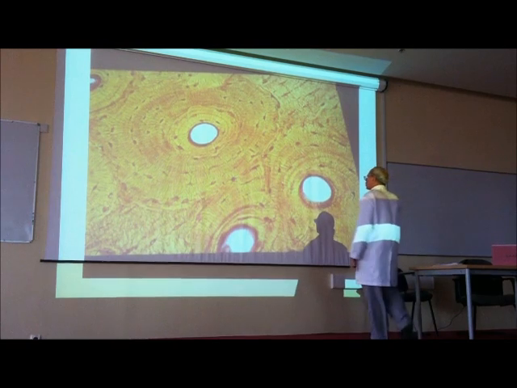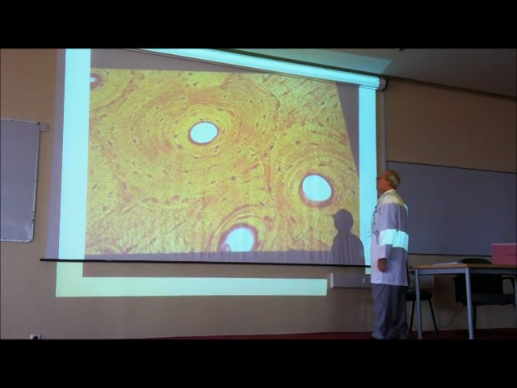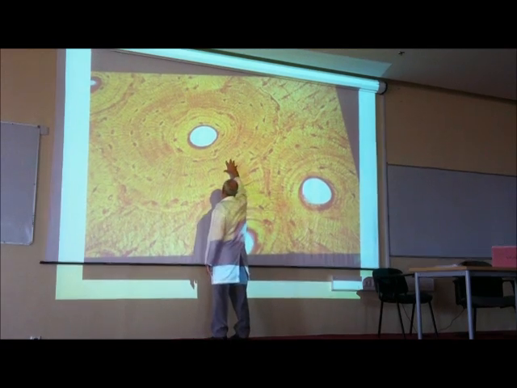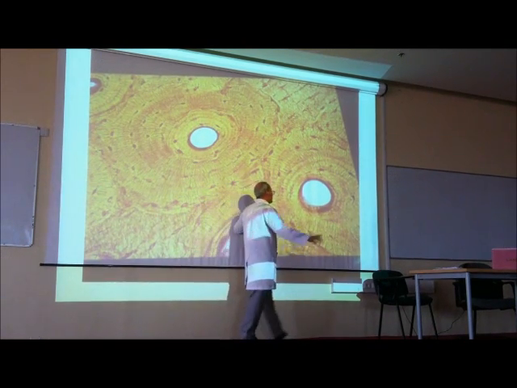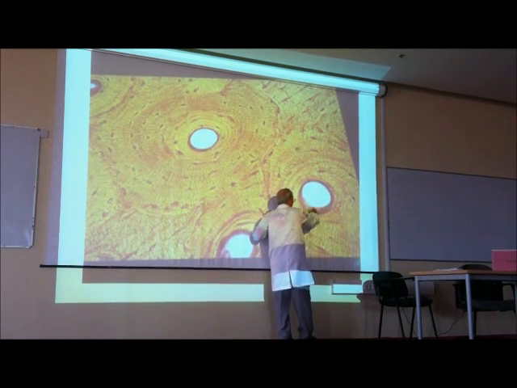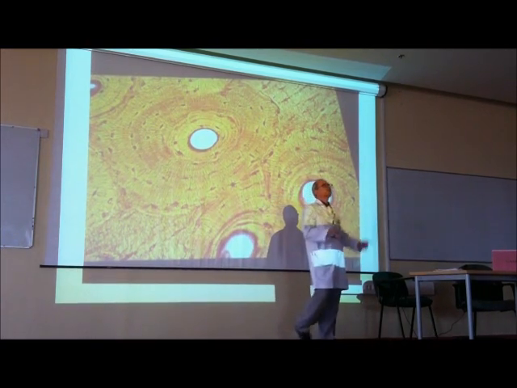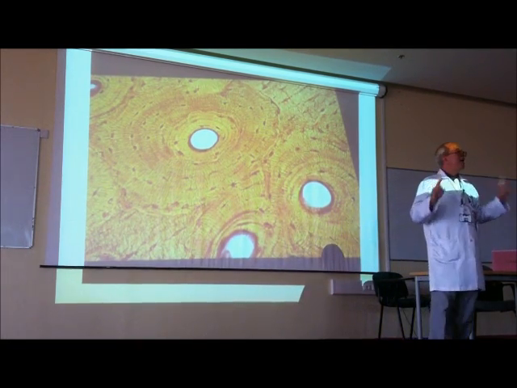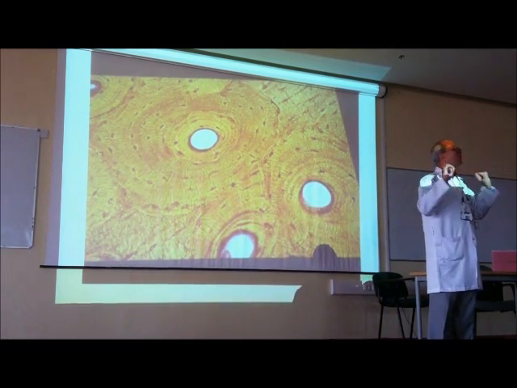The section is compact bone. If I directed the arrow to this area, you will say Haversian system. If I directed the arrow to this dark area, what will you say? Endosteum. Because the Haversian canals are lined by endosteum.